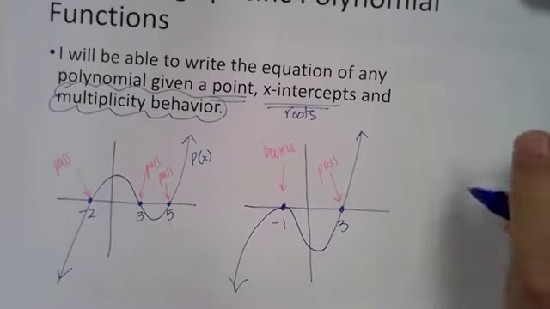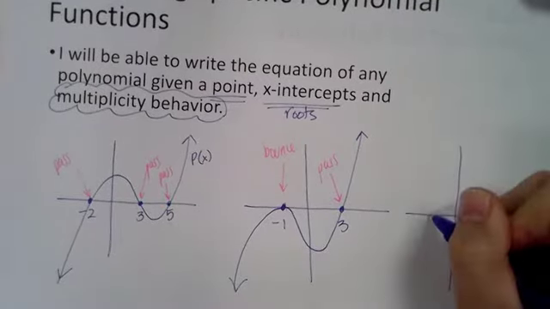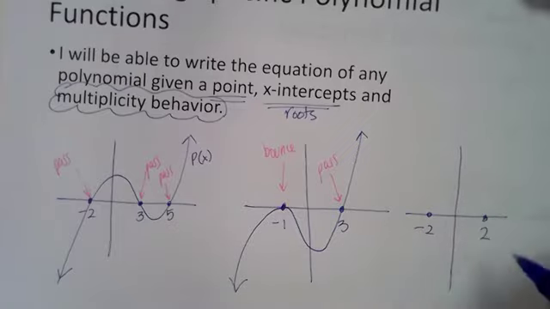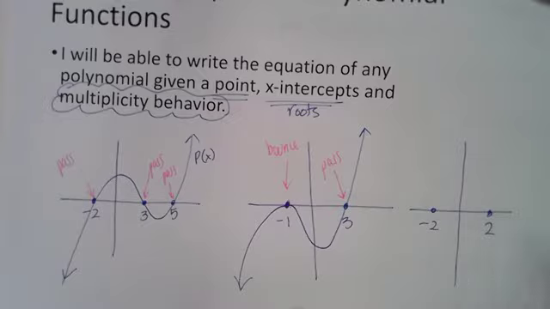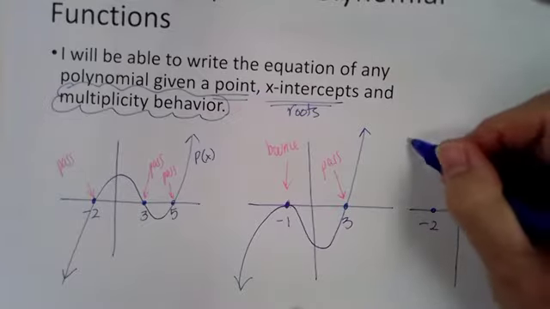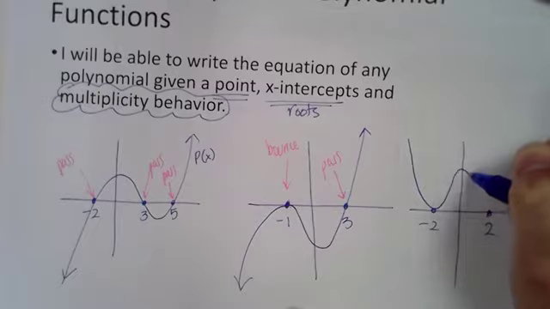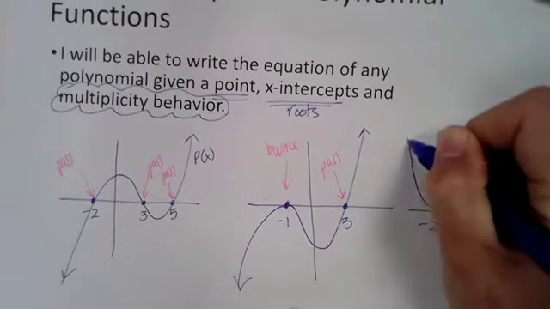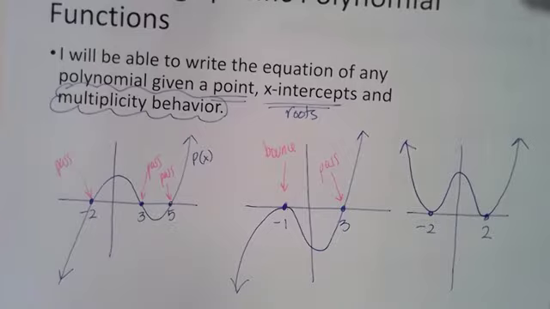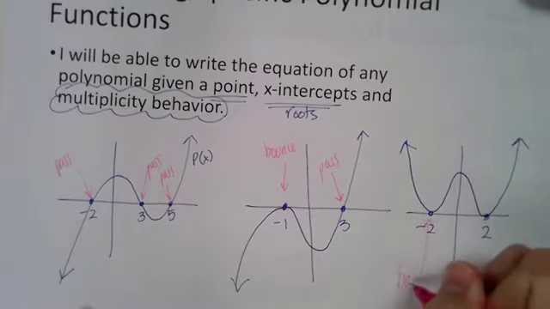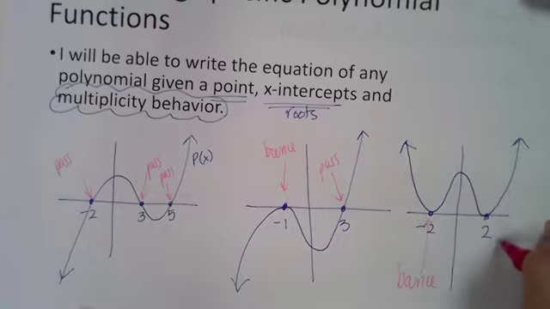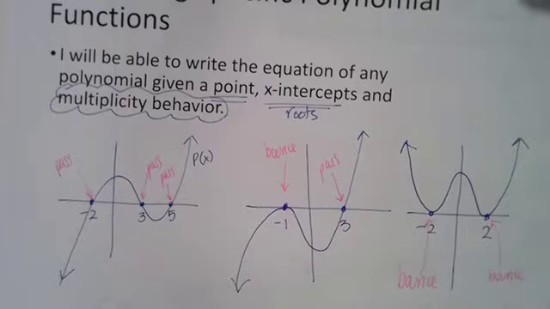Okay, let's do one more. This one's going to go through -2 and +2. And this one is going to look like this. All right, this one has 2 x-intercepts. And what's it doing here at -2? Again, it's another kind of bounce. Well, that's interesting. And then at +2, what's it doing? Also bouncing. Okay. Ladies and gentlemen, this is the result of multiplicity.